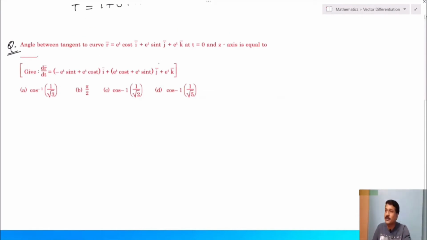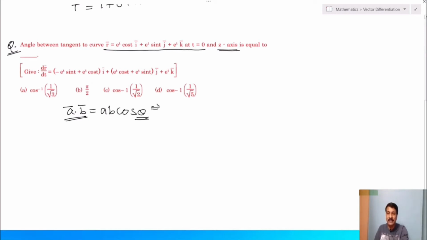Now the next MCQ: the angle between the tangent to the curve at t equal to 0 and the z axis is? First of all, remember, if a and b are two vectors, then a dot b is ab cos theta, where theta is the angle between these two vectors. By using this formula, I can find cos theta equal to a dot b upon ab, where a and b are the magnitudes of vector a and vector b. So I want to find these two vectors.